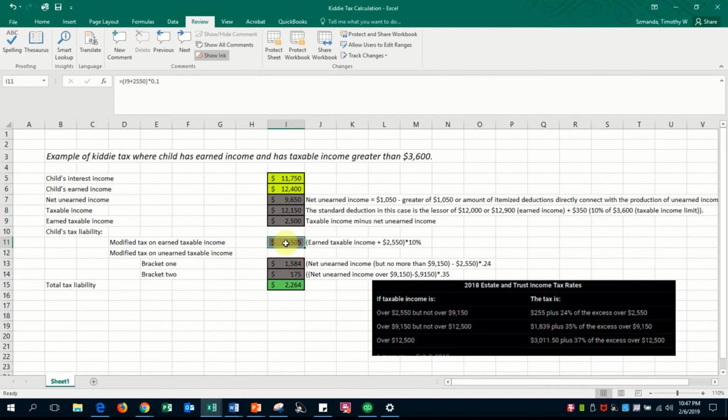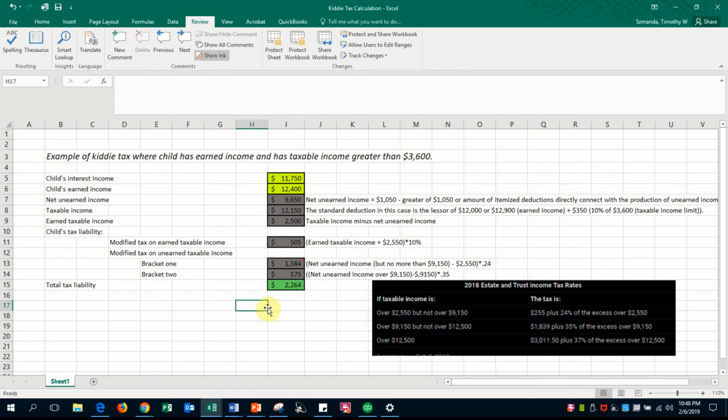When we add all of these together, that is to say the modified tax on earned taxable income and the modified tax on unearned taxable income, we wind up with a total tax liability for this child of $2,264.